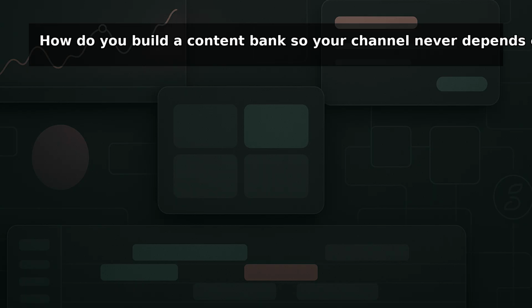Second, validated angles. An idea only moves here if it passes 3 checks. It solves a clear viewer problem, it makes a specific promise, and you have at least one proof source: search demand, a strong comp video, or repeated audience questions.